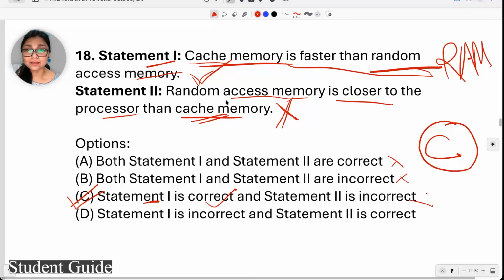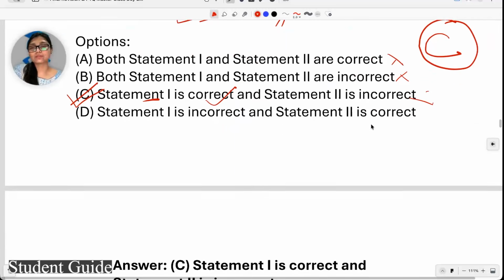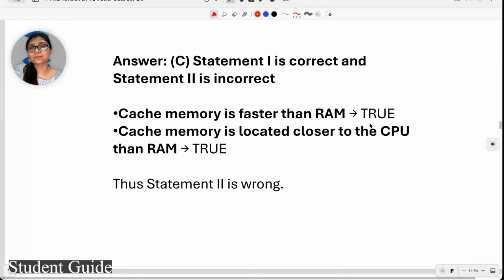Okay, then random access memory is closer. No, not actually closer to the processor, but the cache memory is closer to the processor. Okay, you need to remember this. So here we have an explanation slide also, where you can see statement 1 is correct, 2 is incorrect. Why? Because cache memory is actually faster than RAM, which is true.